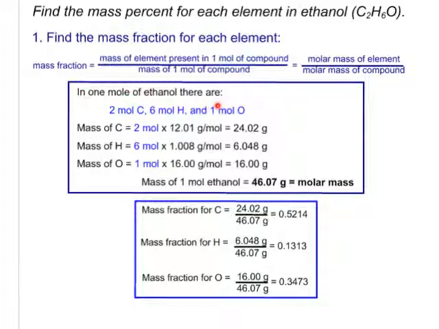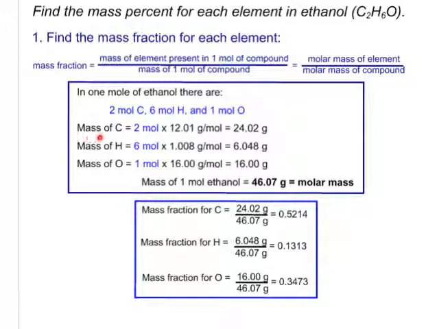We know that in 1 mole of ethanol, there are 2 moles of carbon. You see our formula right here? We have 2 moles of carbon. We have 6 moles of hydrogen right there, and 1 mole of oxygen. There's only 1 oxygen. So, knowing that, we can calculate the number of grams per mole, right? Remember our molar mass? It's the number of grams that is contained in 1 mole of a substance.